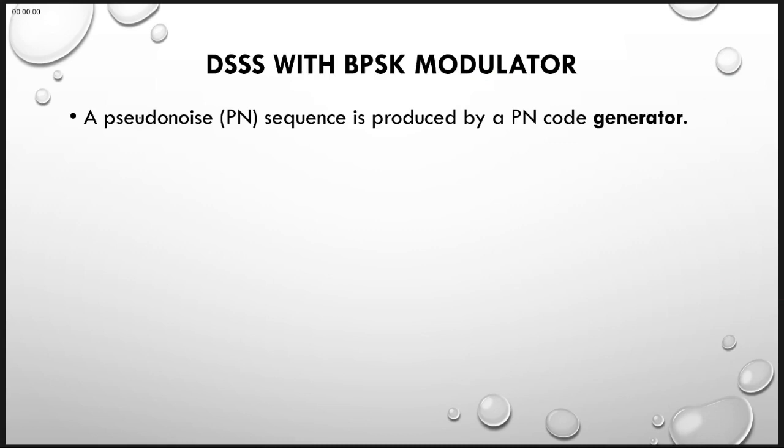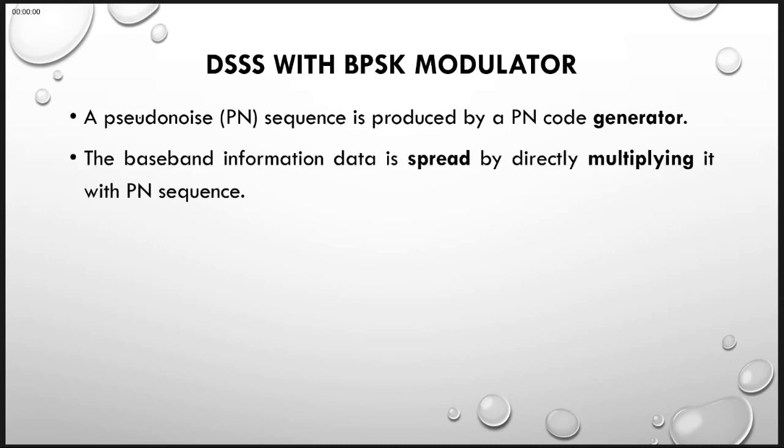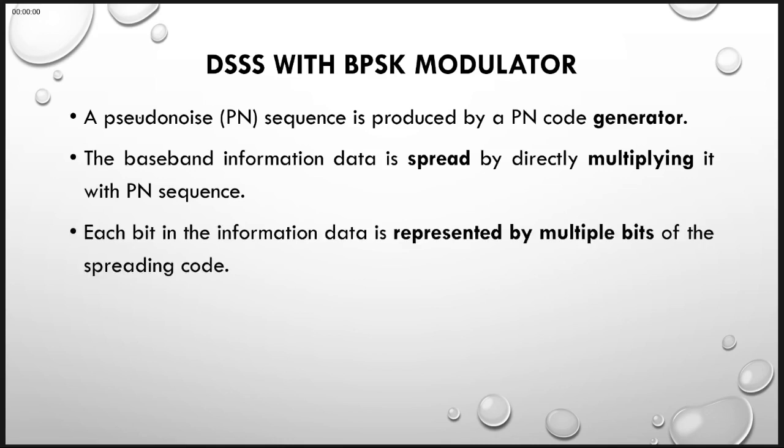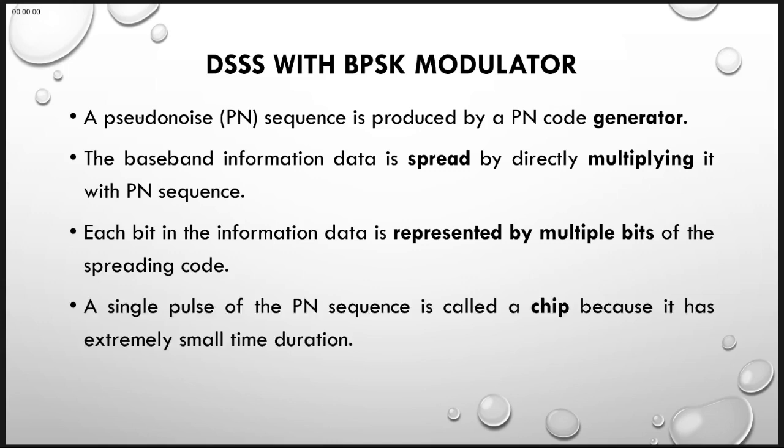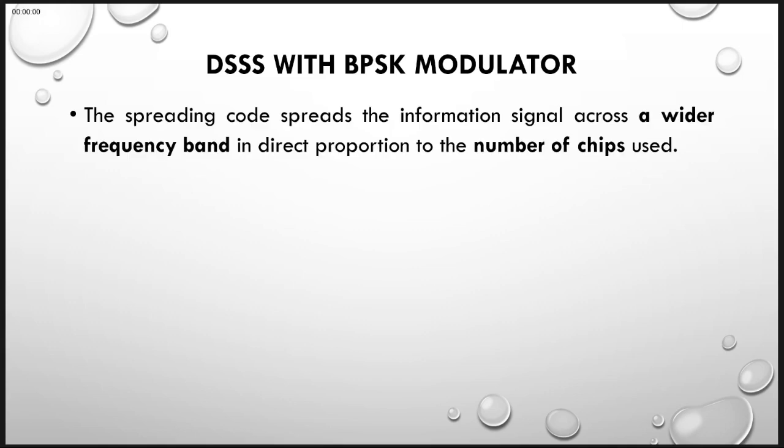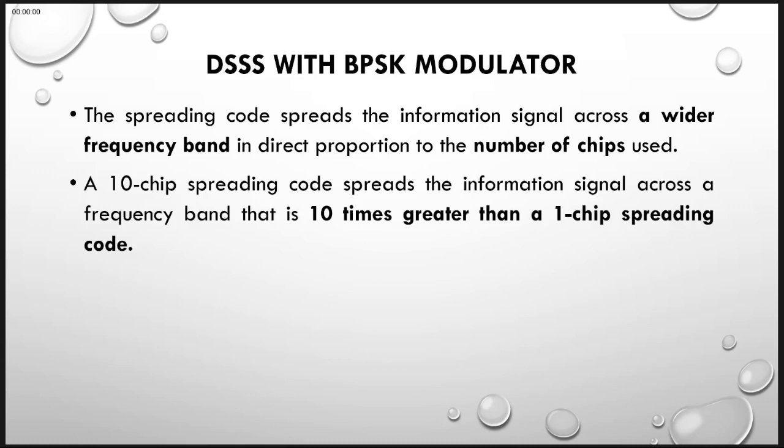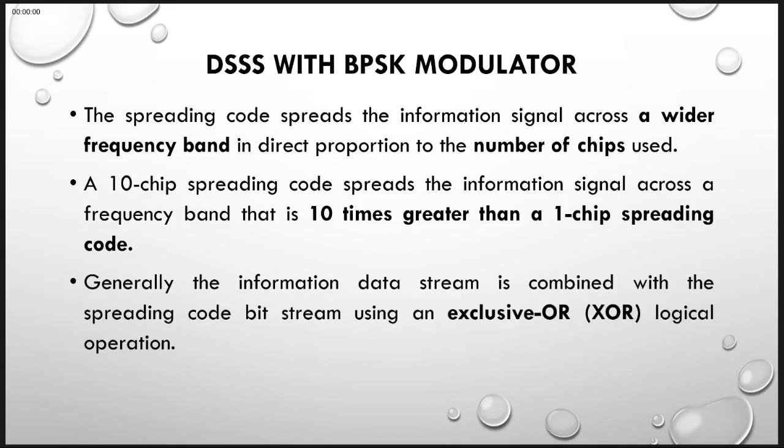In summary, we say that random noise is produced by the PN code generator. The baseband information is spread by multiplying it with the PN sequence. Each bit in the information data is represented by multiple bits. A single pulse of the PN sequence is called a chip, that we have already said before. And then we say that the spreading code spreads the information across a wider frequency band. A 10-chip spreading code, for example, will produce a spread signal that is 10 times bigger in bandwidth. And generally, we say that the combination that we're performing with the spreading code, we use the XOR logic operation.